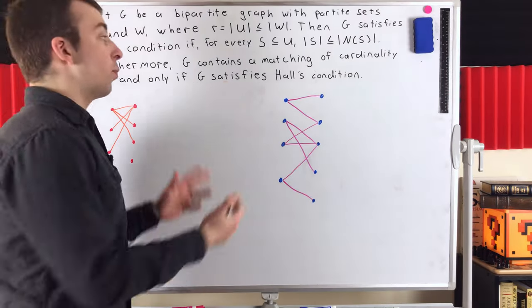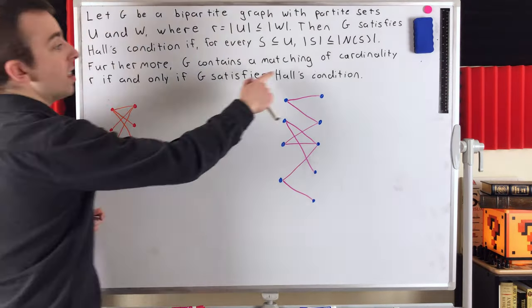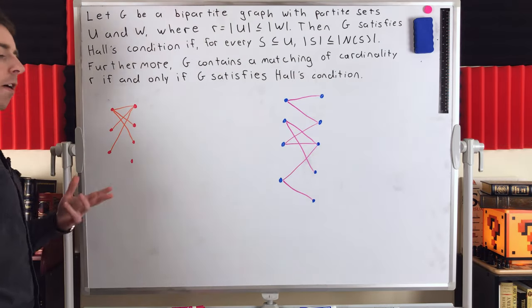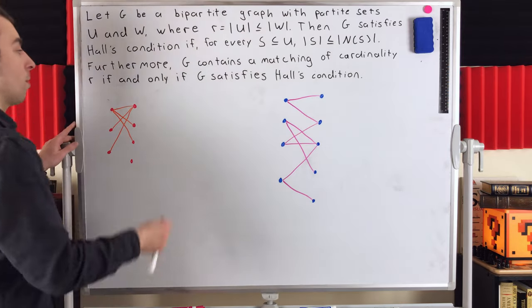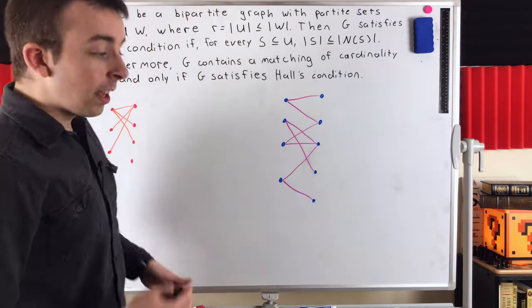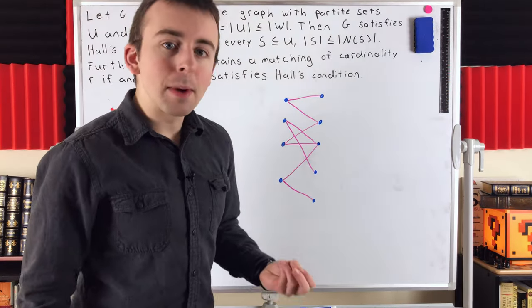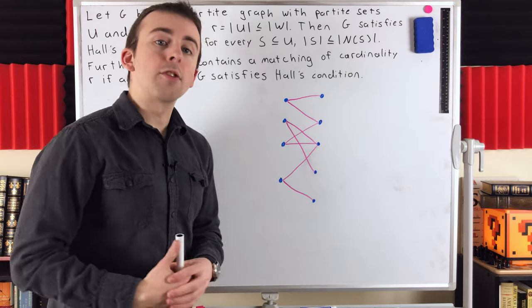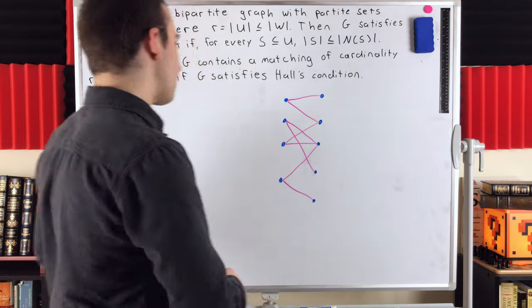And so then lastly, we could state Hall's theorem a slightly different way. Instead of saying that G contains a matching of cardinality R, we could say G contains a matching that covers the smaller partite set if and only if G satisfies Hall's condition. It is of course possible that U and W have the exact same number of vertices, in which case either one can play the role of the smaller partite set and it doesn't really matter.